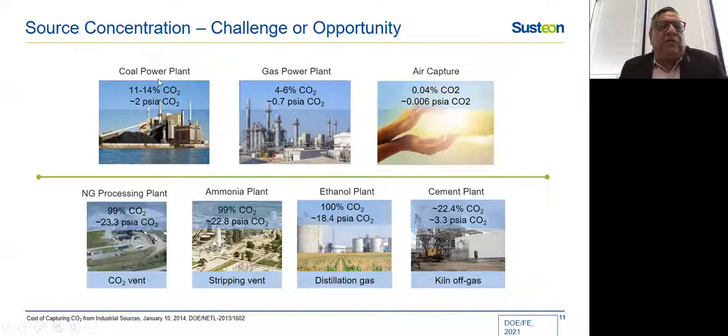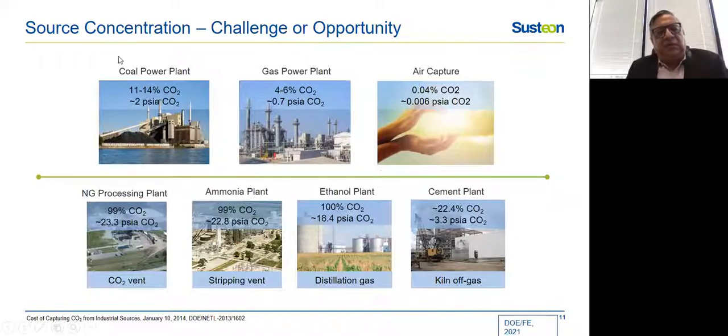So if you take a coal-powered power plant, where most of the work has been done, CO2 is 11 to 14% with very low partial pressure. A natural gas power plant, even lower than a coal power plant, is between 4 and 6%. So as the CO2 concentration goes down, the separation becomes harder. In the air, as we all know, the CO2 is only 400 ppm. So this is really a very difficult separation.